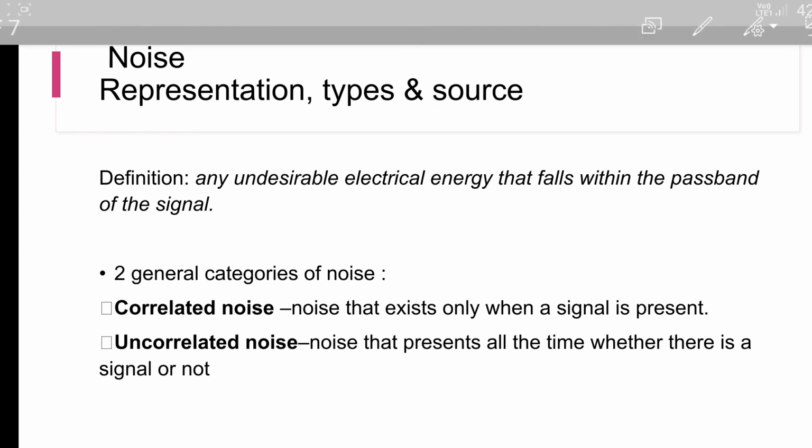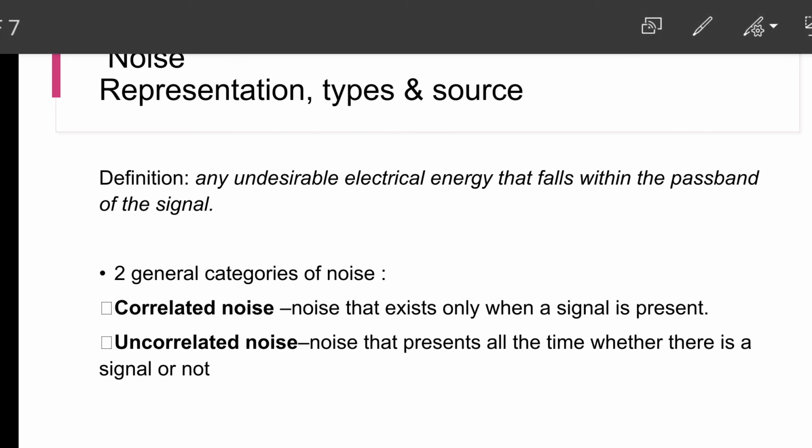Noise has two categories: correlated noise, which exists only when a signal is present, and uncorrelated noise, which is present all the time whether there is a signal or not. And the uncorrelated noise has external and internal noise. External noise is generated outside the device or circuit.